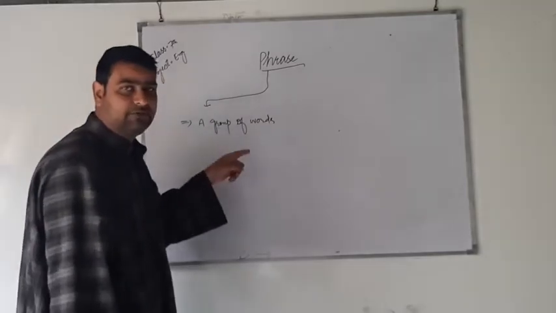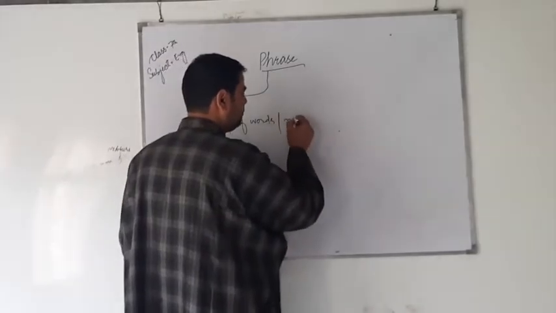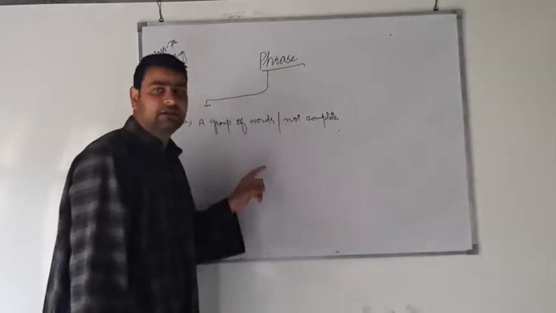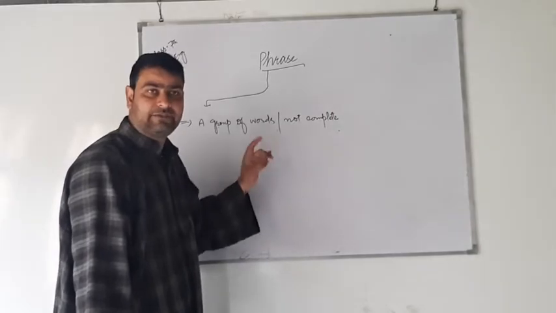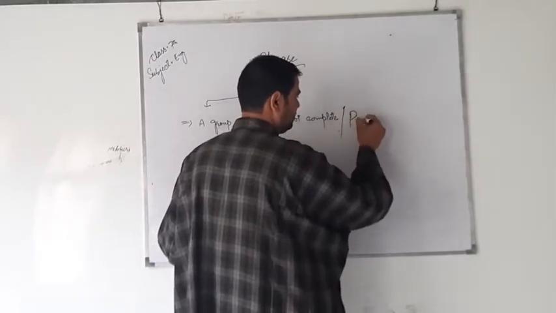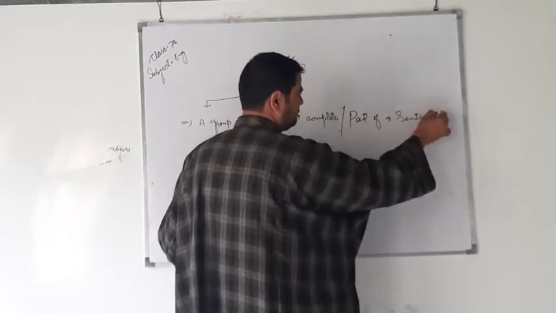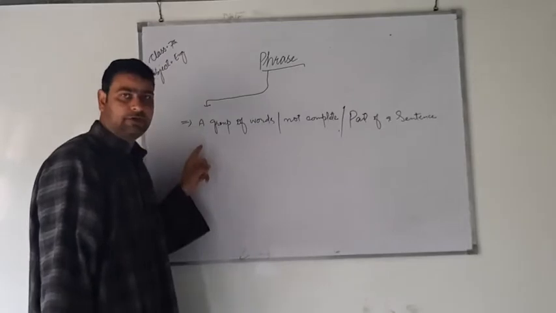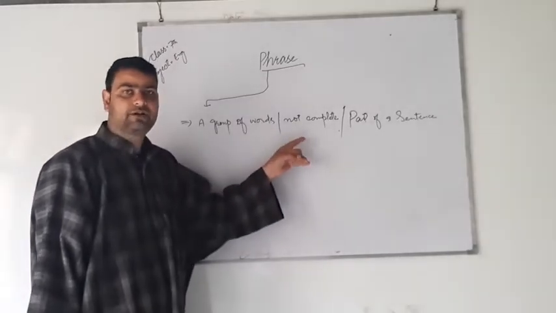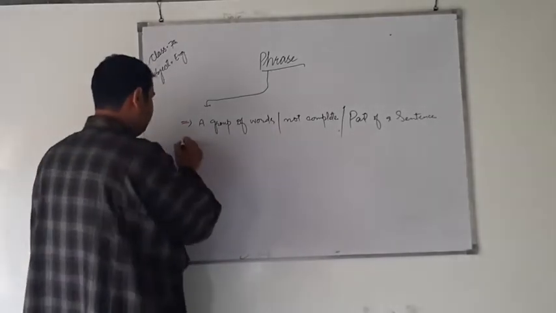A phrase is a group of words that gives meaning but not complete meaning. It gives meaning but not complete. And dear students, you must know that a phrase always forms a part of a sentence. Once more, a phrase is a group of words that gives meaning but not complete meaning, and it forms part of a sentence.